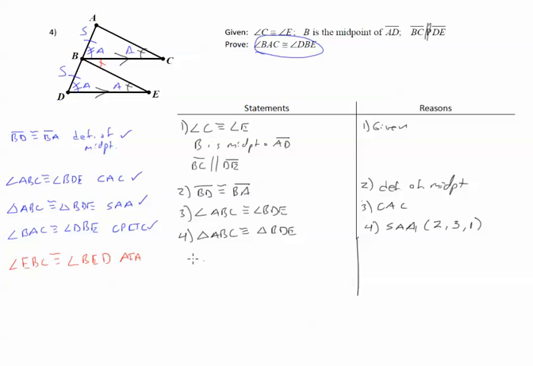Carry my line down a little bit. Once I know that to be true, I can go ahead and make comments about the corresponding parts of the triangles. I could say that angle BAC is congruent to angle DBE because corresponding parts of congruent triangles are congruent. And that completes my proof.